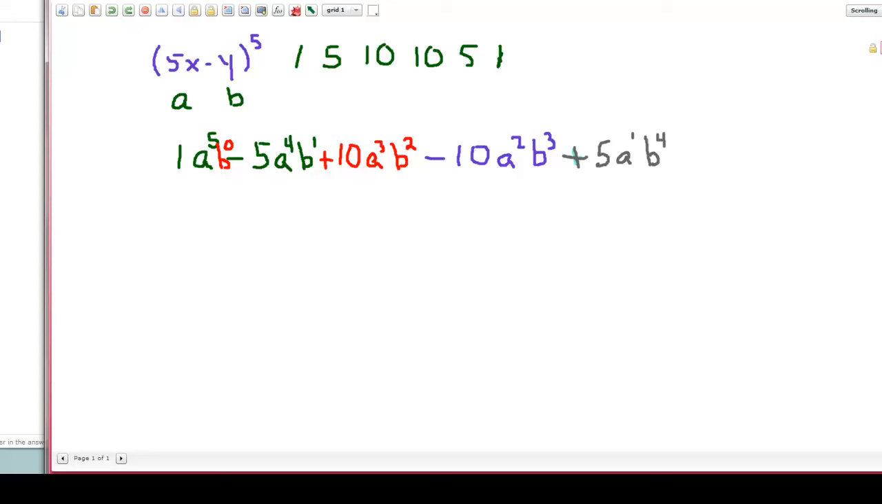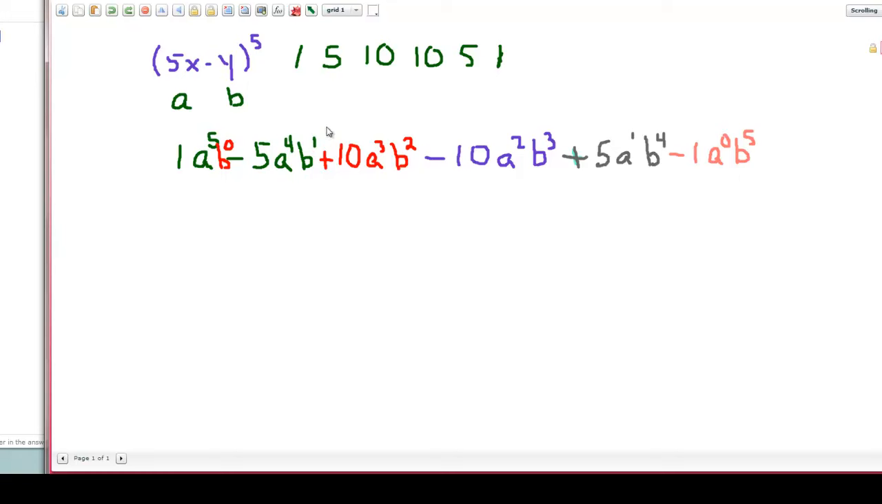And we have the very last one here. So very last one is going to be a minus. And the extra coefficient is 1. And then it's going to be A to the 0. Technically I don't have to write it, but I'll leave it there just for emphasis. And then we have B to the 5th.